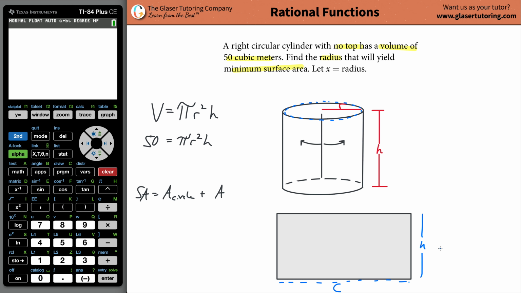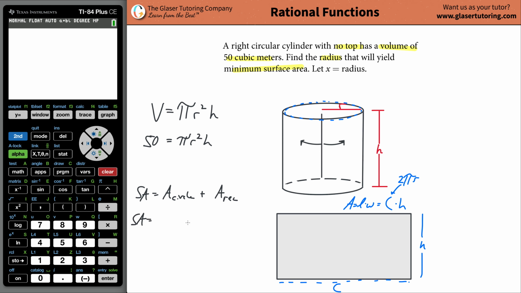To find the area, you know that the area of a rectangle is simply length times width. So in this case, it's just the circumference times the height. Now remember, the circumference of a circle is 2 pi r, or pi times the diameter, but it doesn't matter. In this problem, I'm going to use r because I have r up here, so I want to keep the variables the same. I'm also going to have r here in terms of the area. So now, this is for the rectangle.